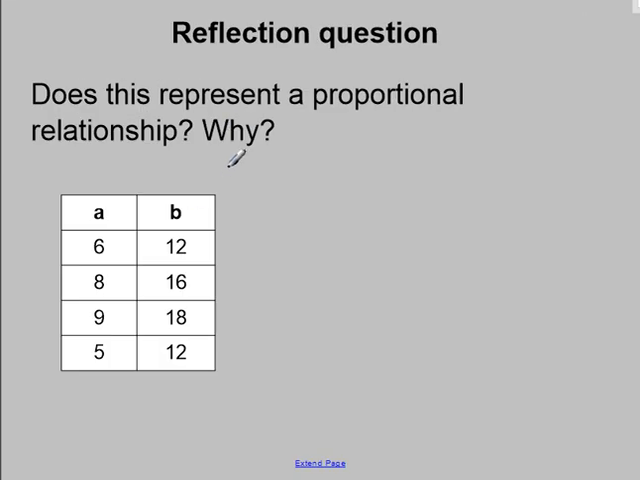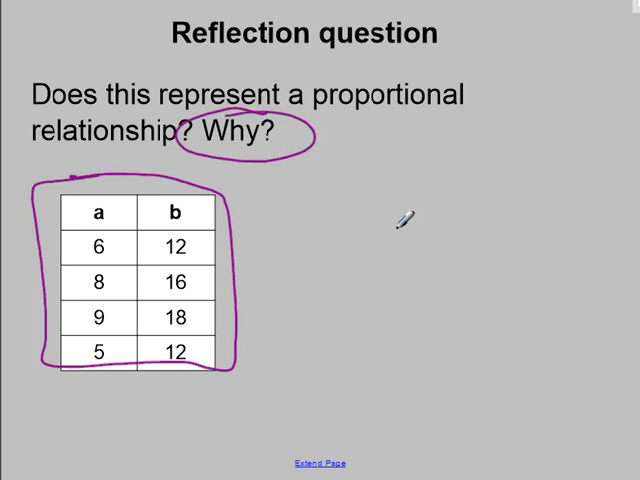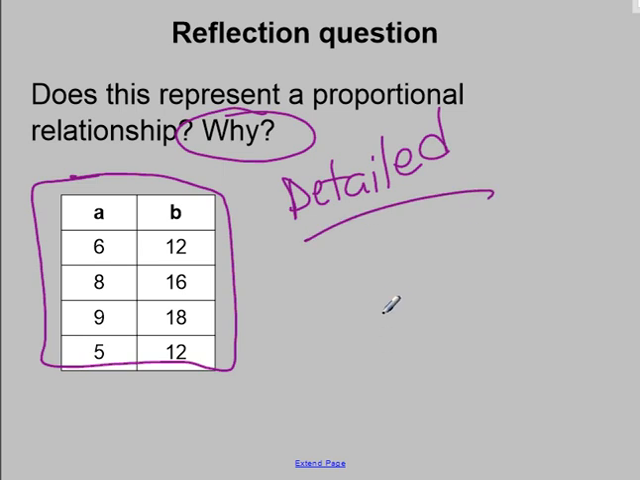And you're going to answer this reflection question. Does this table represent a proportional relationship, and why? I want a detailed explanation of why it does or does not represent a proportional relationship.